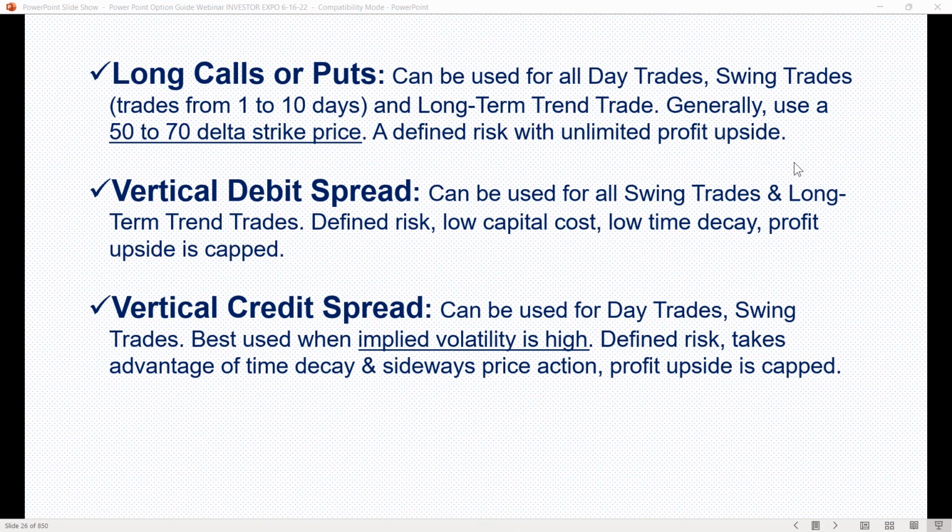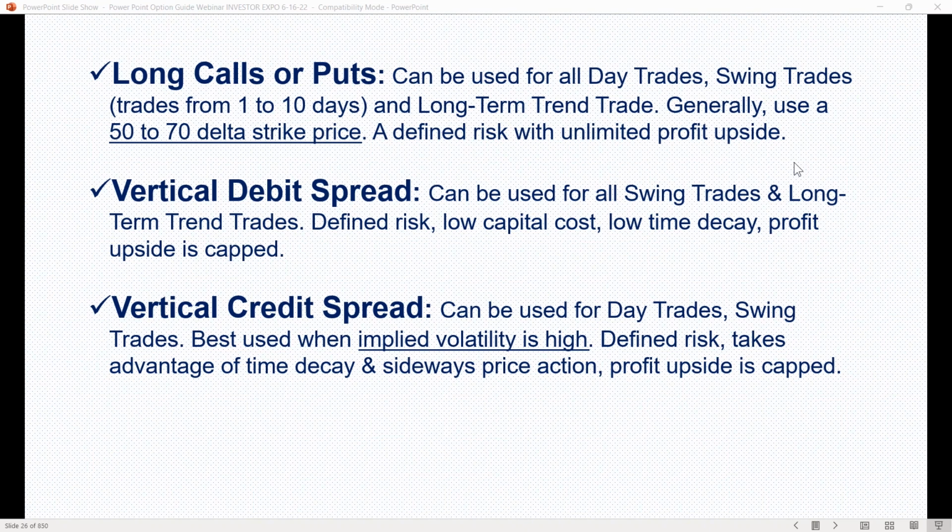And then there's the vertical debit spread. These can also be used for your swing trades or longer term trend trades. They're a spread, so you're going to have very defined risk. You're going to have lower capital at risk than if you're just buying long calls or puts. And you're also going to help offset some of that time decay, or theta decay, by having that spread, so having a vertical call debit spread or put debit spread.